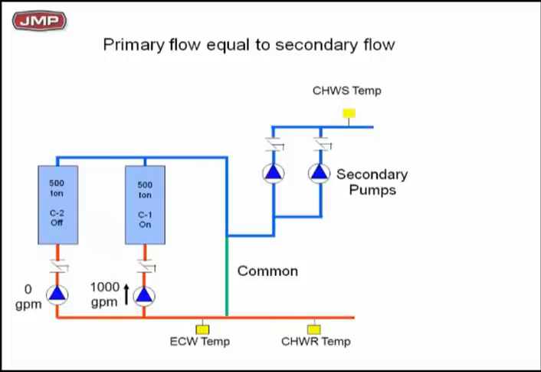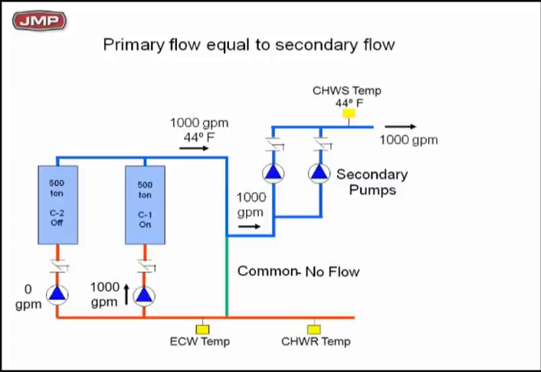So here we go. Primary flow rate equal to the secondary. I've got chiller 1 on, chiller 2 off. I've got 1,000 GPM coming out of my chiller. That's at 44 degree water. If I take 1,000 GPM out to my secondary circuit, what? No flow in the common pipe. It's 0. Assume I've got good coils out there. I take 44 out at 1,000 GPM. I'm going to bring 1,000 GPM back at 56 degrees.